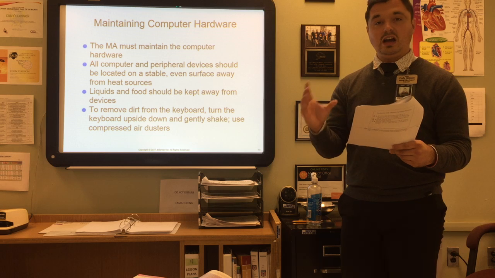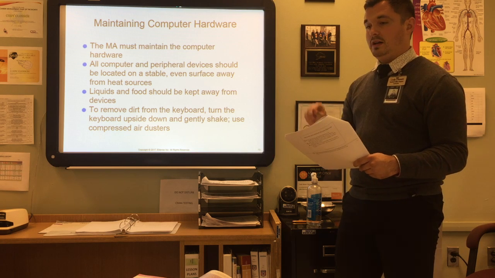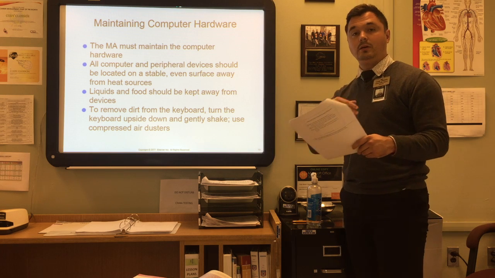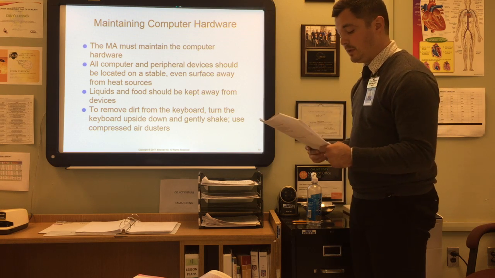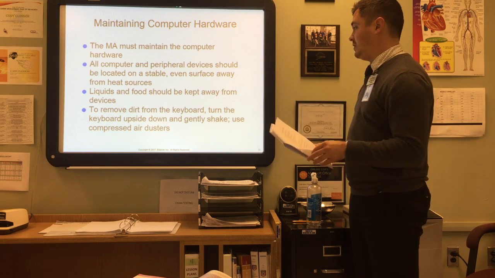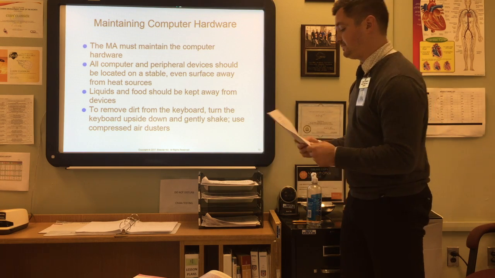Grasp the outer edges or the center hole. Never just clamp on that CD and get your fingerprints all over it. That promotes scratching and things like that. So keep discs and flash drives out of sunlight and extreme heat. You don't want to damage those discs.